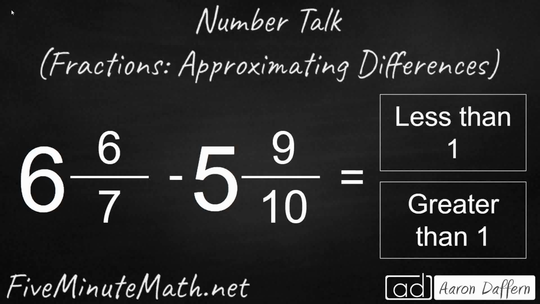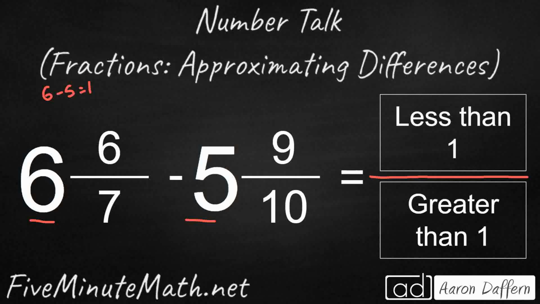Today, for our number talk, we are looking at these two mixed numbers and approximating the difference, trying to figure out if it's going to be less than 1 or greater than 1. So let's first take a look at our whole numbers here, and we should notice it's 6 and 5. If I wanted to subtract 6 and 5, that's going to get me 1, which is landing right there in between less than 1 and greater than 1.